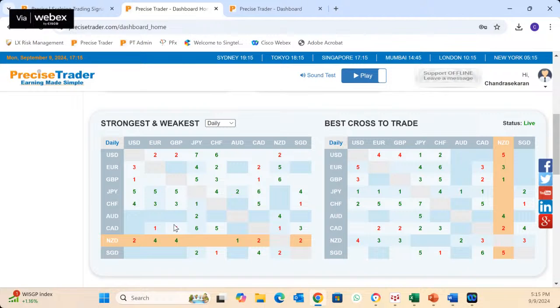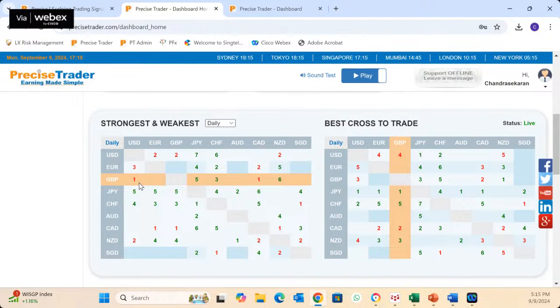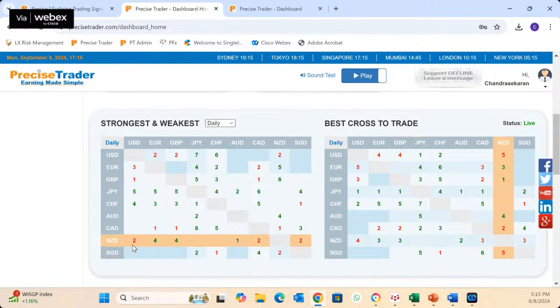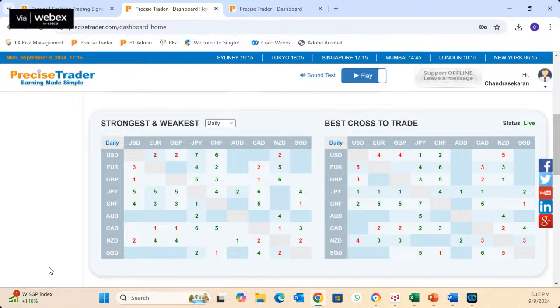Okay, let's talk about pound. Let's talk about maybe two crosses, so at least we get ourselves compared, and we will be in a position to put in the trade. So maybe let's say we trade pound and New Zealand dollar. Okay, it says pound New Zealand would be the best cross to trade. That means New Zealand would in fact be the weakest, based on this.